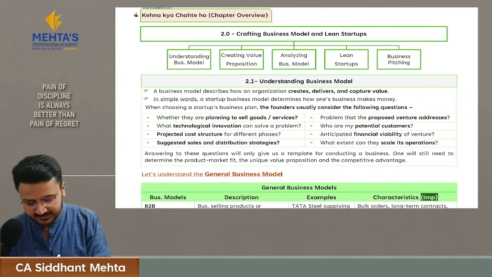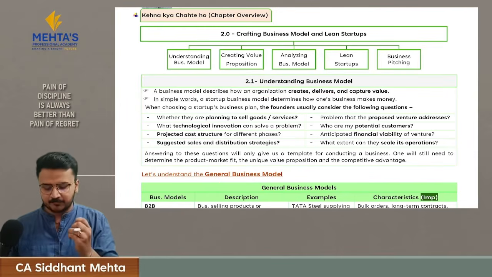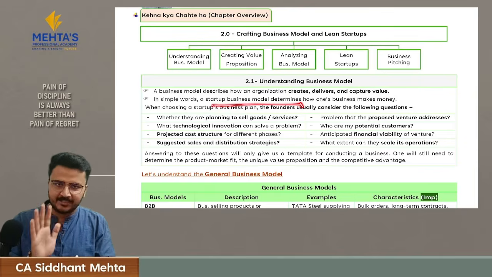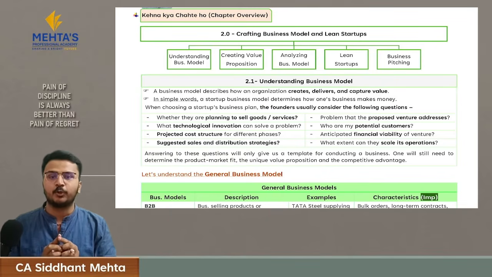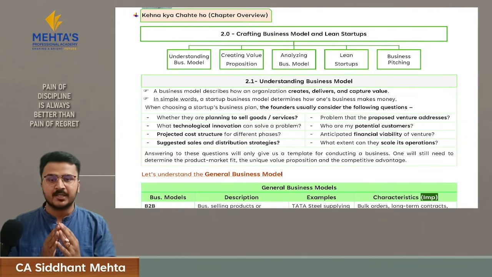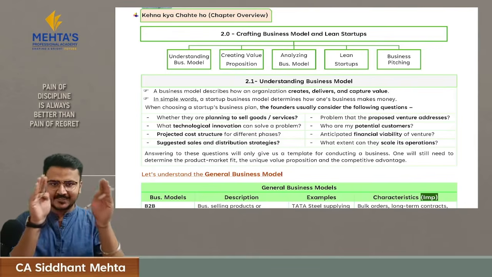So business model describes how an organization creates, delivers and captures value. In a very simple language, this tells us how a business makes money. So whenever a founder wants to run a business, wants to start a business, he first has to decide how his business model is going to be. That is just a template, and whenever he has to make some strategic decision or wants to scale his business, he wants to take that decision based upon this business model, that is his template.